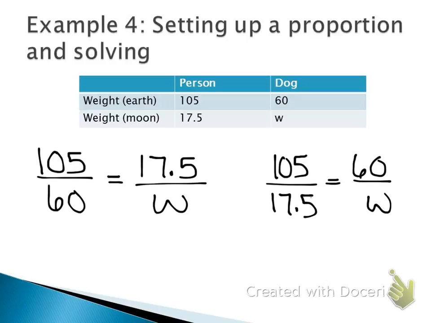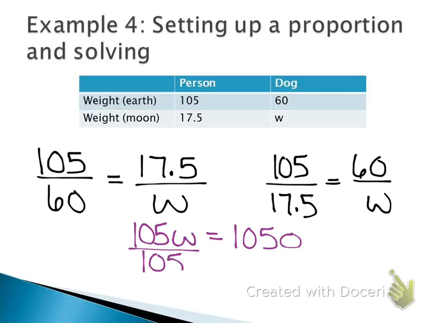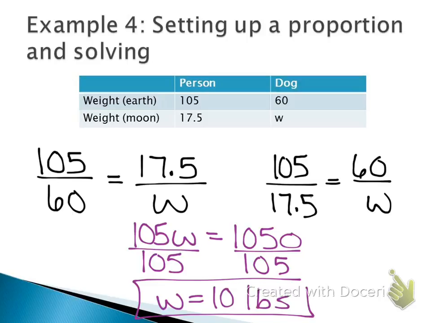All right, but either way, once you do your cross products, you get 105W equals what? Equals 1,050. Divide both sides by 105. And W equals 10 pounds. Okay? All right, so who got it right? 10 pounds. All right, good job, guys. Okay, so setting up and solving a proportion.